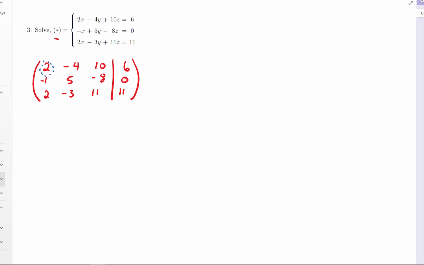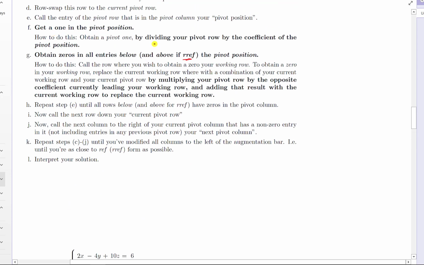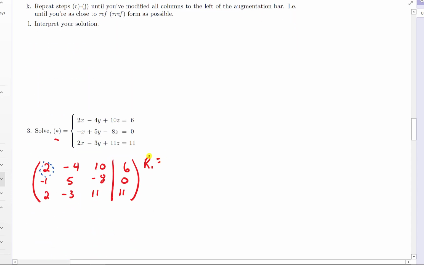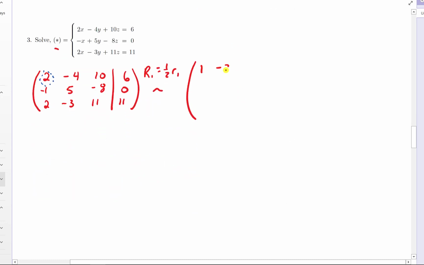We're going to do that by saying our new row 1. If you look at those steps that I gave you, we said get a 1 by dividing your pivot row by the coefficient of the pivot position. Well, what's our coefficient? Our coefficient's 2. So we're going to divide by that. Our new row 1 is going to be 1/2 the old row 1. So let's go ahead and divide this first row by 2. That gives us 1, minus 2, 5, and 3. Double check me: 1, minus 2, 5, and 3 for that first row operation.